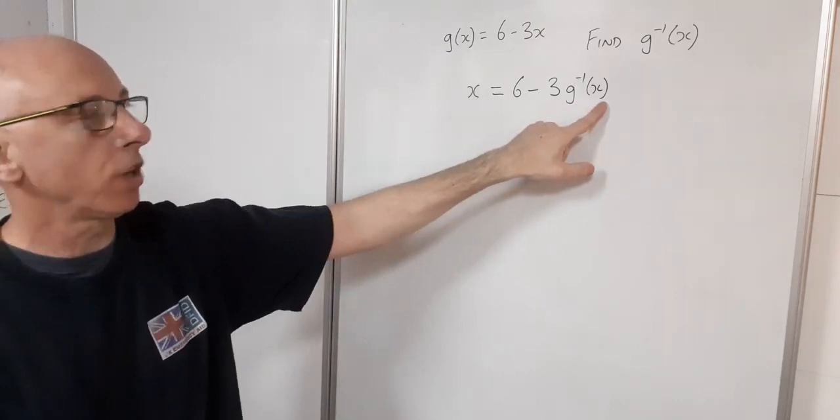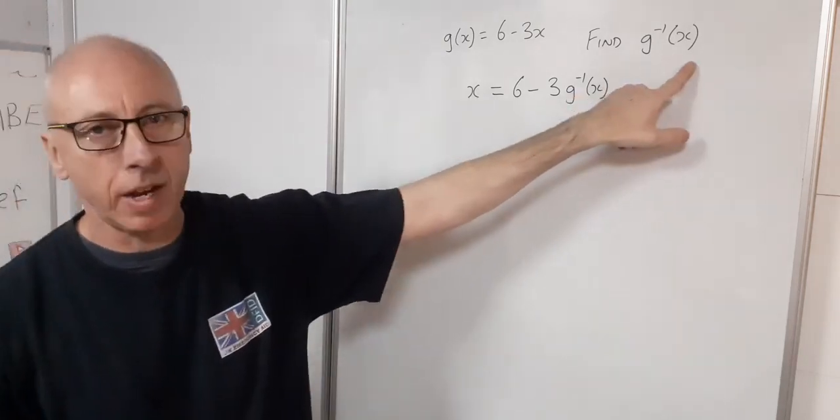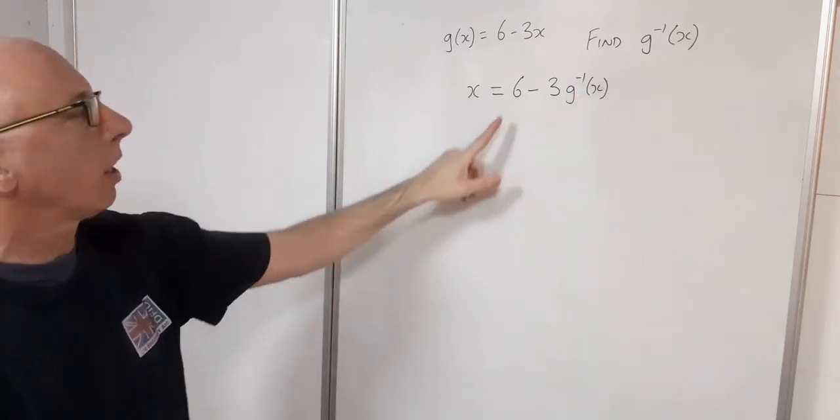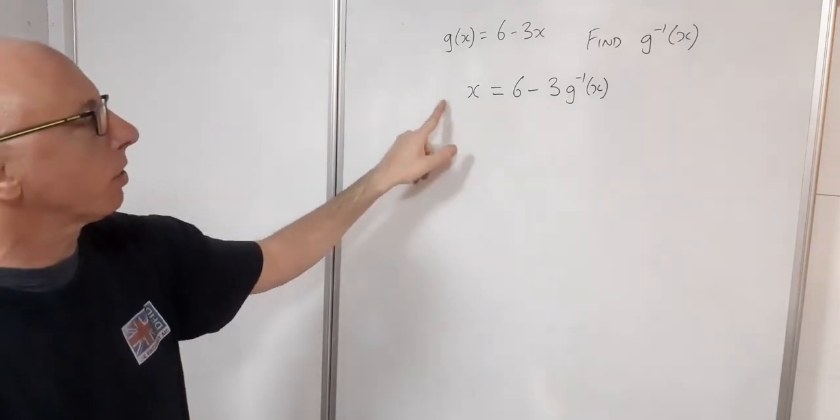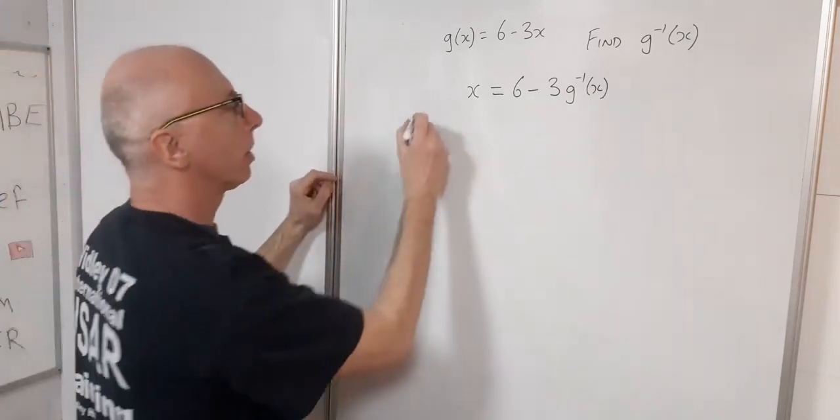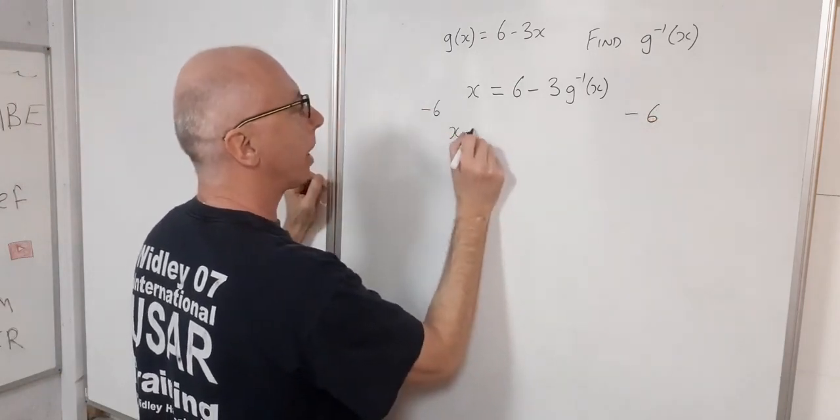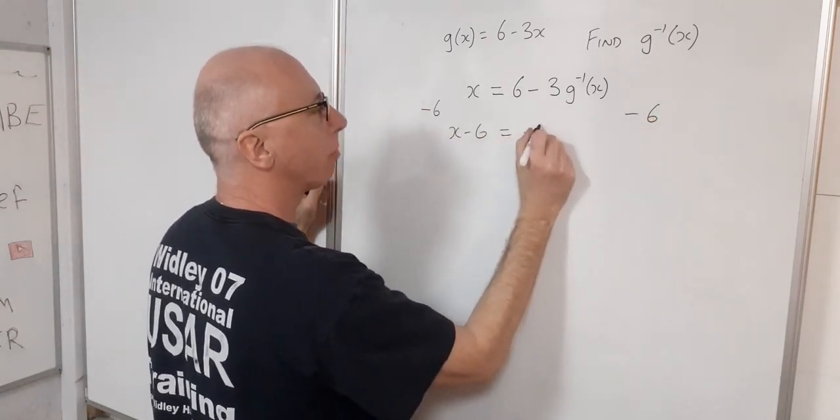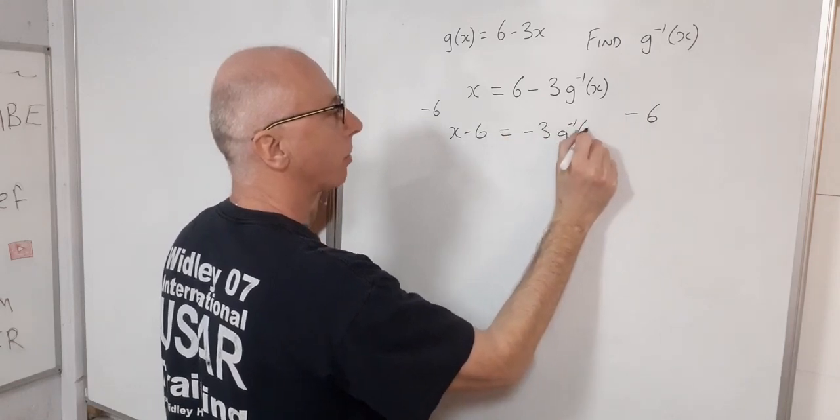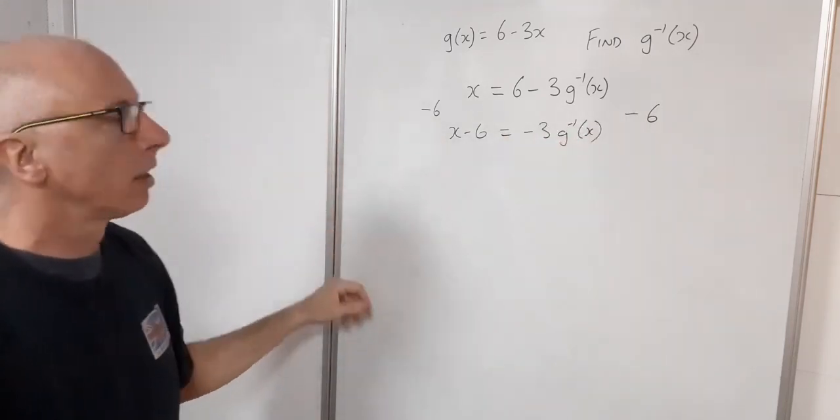So now my idea is to try and get this on its own, and I've found this function here. Okay, let's subtract 6 from both sides to get rid of this constant. So subtract 6. So now I'll get x minus 6 equals minus 3 times my inverse function of x.